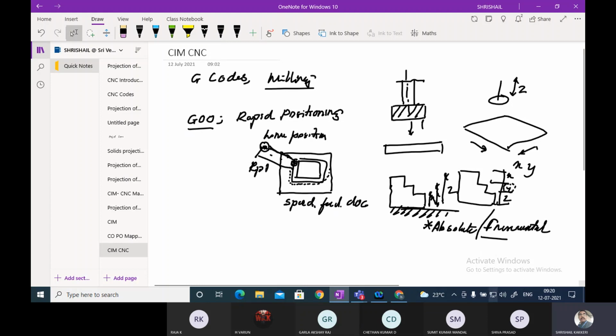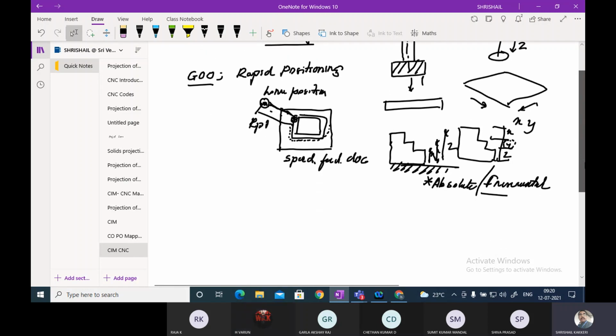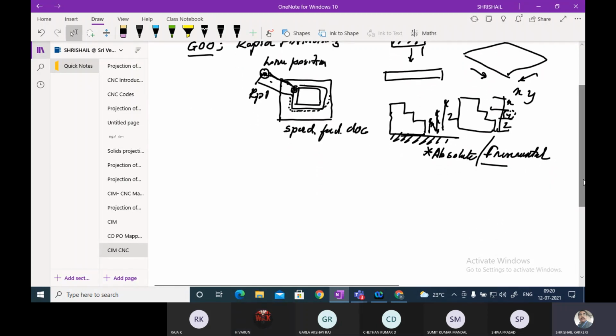Okay, you understood my point? Understood? Yes, sir. Yeah, please remember that. Rapid positioning. And another one, the linear interpolation. Please remember, these are very, very important when you are going to do the programs, so I am once again explaining it.